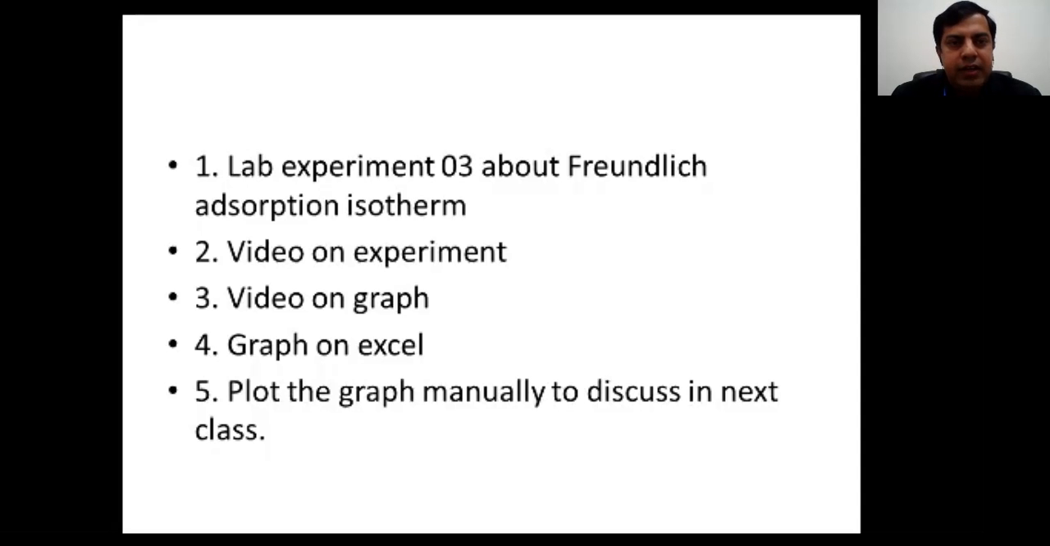The lecture. First, I am going to show you the lab experiment which you are expected to perform. Hopefully, if you are coming on the campus, you can do it, but with a little brief, I am going to show you the experiment first, and then I will show you the video, and then we will move to the graph.